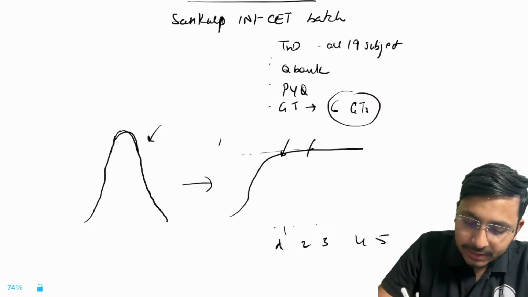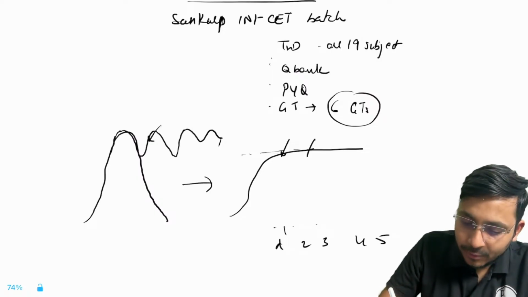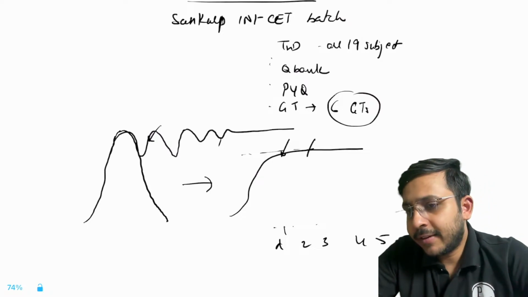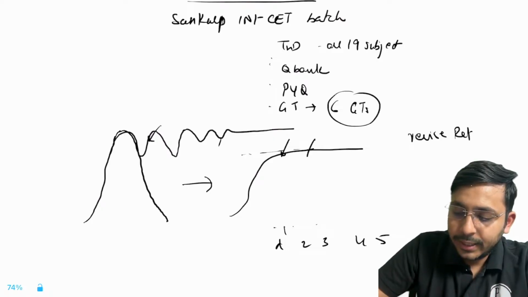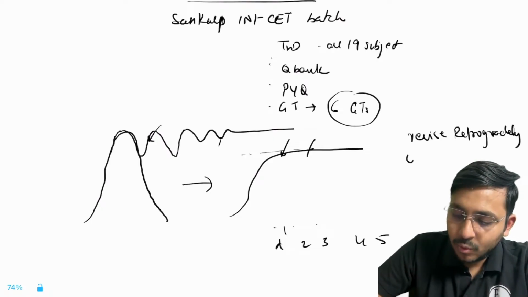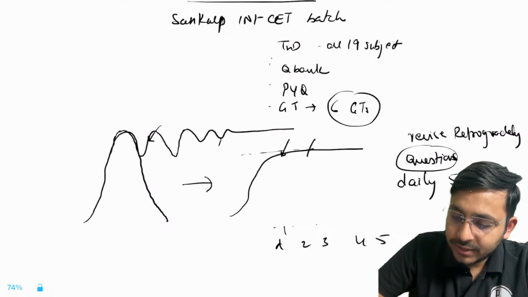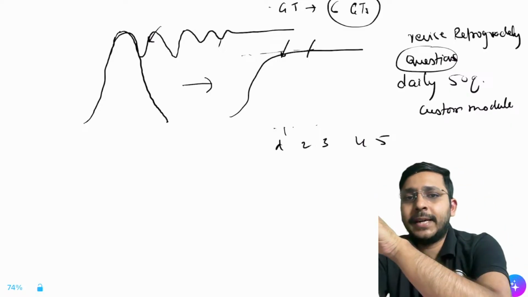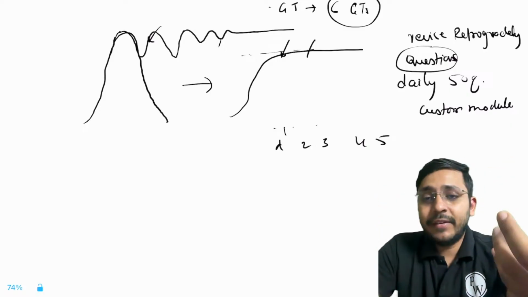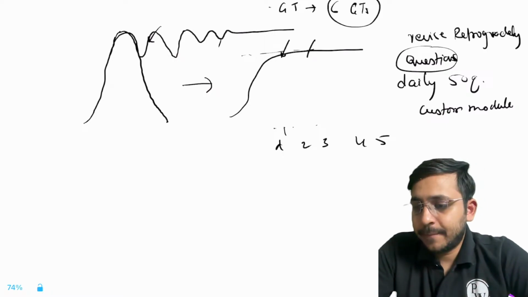When it was being forgotten, you add a revision, then when it starts being forgotten again, you add another revision, and keep revising. There are two ways to revise: you revise the theory yourself, and you revise retrogradely with the help of questions. That's why I'm saying add a custom module of daily 50 questions. It will really help you in your preparation, because this forgetfulness graph, if you have to make it constant, the only way is to revise, and the efficient way to revise these volatile topics is to have a custom module with 50 questions daily.